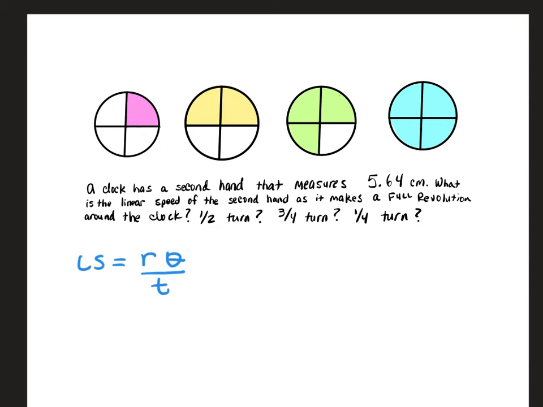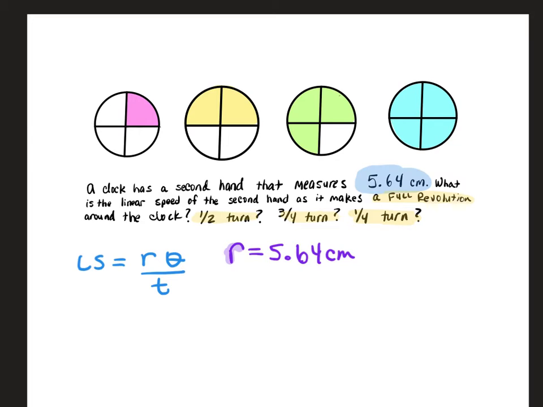When I look at this question, what did they already give me in number form? Which part? R, theta, or time? What did they already give me? They already gave me R. How do I know that? The second hand, look, it goes from the middle to the outside, right? So they already told me in this problem that R equals how much? 5.64 centimeters. Now they told me my central angle and they told me the time just by saying this. A full revolution, half turn, 3/4 turn, 1/4 turn. They already told me that. And that's why I drew the pictures up top.